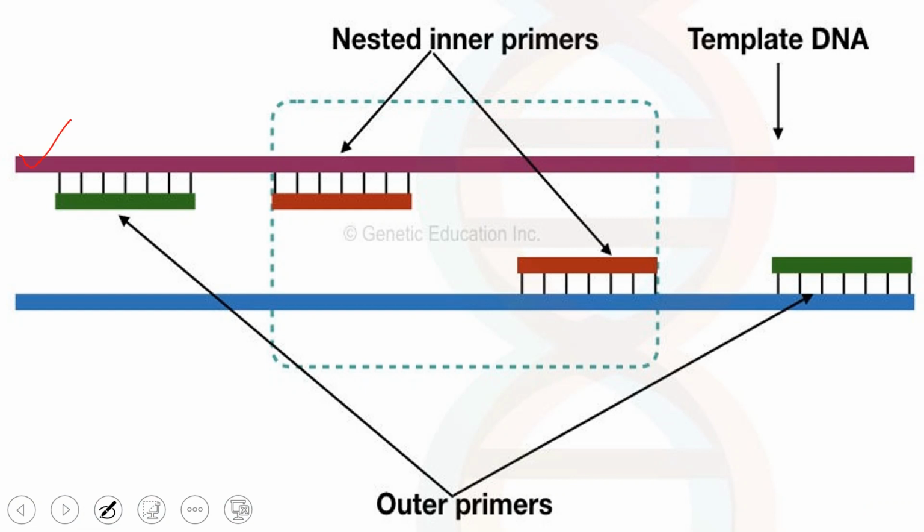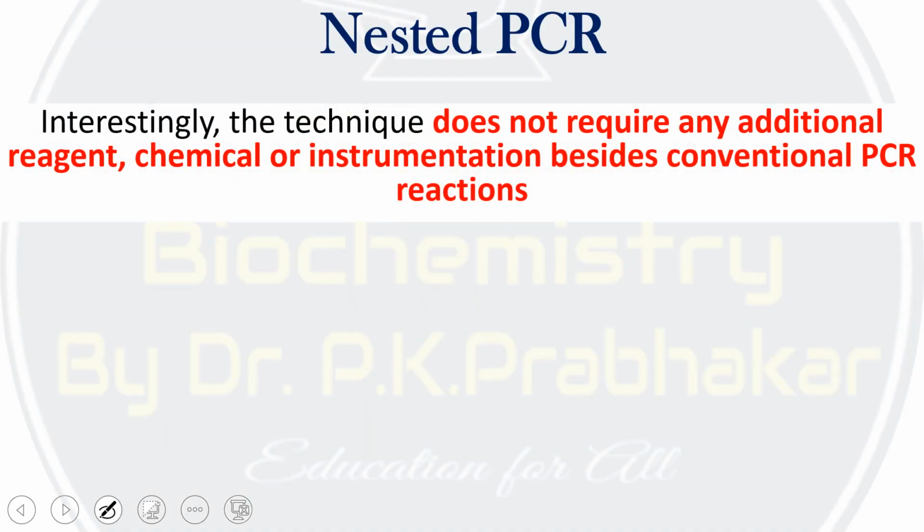So this is one strand of DNA. This is the second strand of DNA. This shaded region, this dashed rectangle region, is my target DNA. The first primer, which we call the outer primer, binds somewhere outside the target DNA and amplifies it. Whatever product you get in the first cycle, means you are going to run the PCR two times. The first time with the outer primer, and then we use the inner primer, which normally binds within the target DNA and amplifies it. Now we will see some specific features in this one.